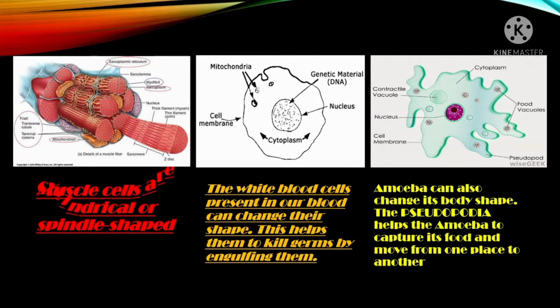Muscle cells are cylindrical or spindle-shaped. The white blood cells present in our blood can change their shape. This helps them to kill germs by engulfing them. Amoeba can also change its body shape. The pseudopodia help the amoeba to capture its food and move from one place to another.